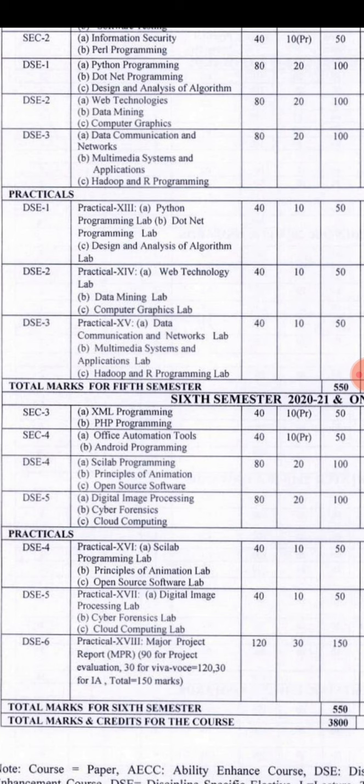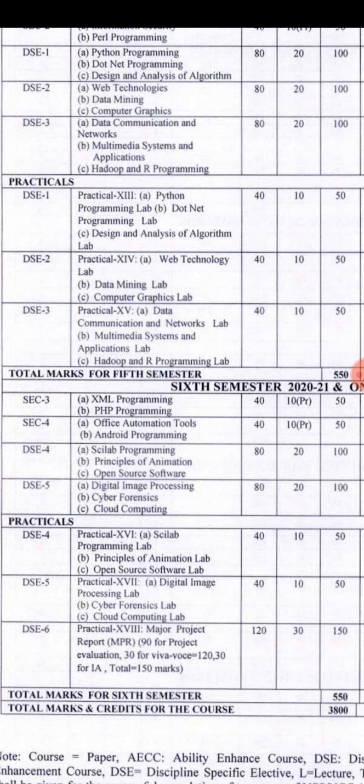Okay, and total marks for this project work is 150, and that 150 is divided as 90 for project evaluation. So when you appear for the examination, the examiner will evaluate your project and give 90 marks for your project evaluation work. And during this project work, the examiner will ask you questions. Viva marks will be given based on the question answer round, that is for 30 marks.